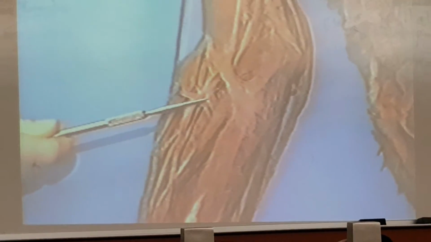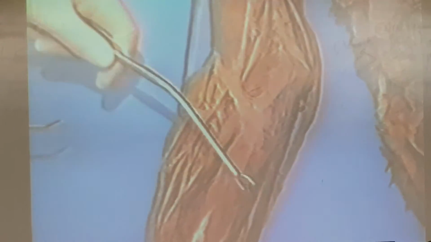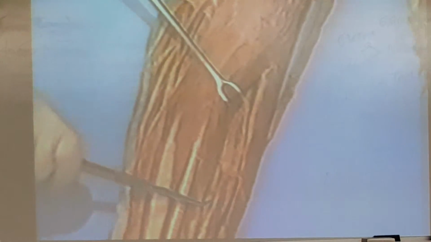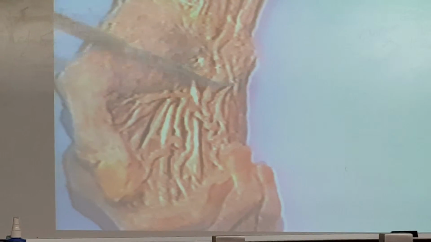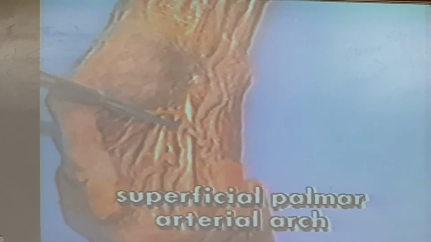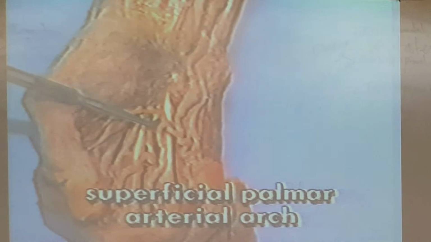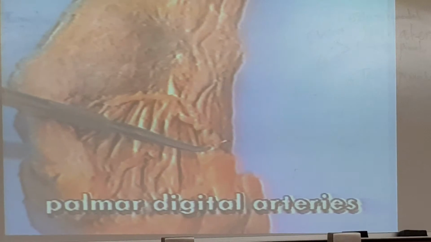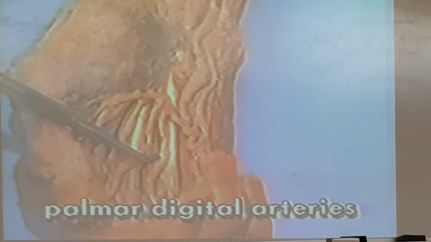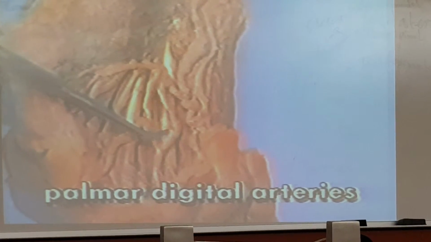The larger ulnar artery travels more medially in position as it courses through the forearm. When it crosses the wrist, the ulnar artery remains superficial in position and continues into the hand to form the superficial palmar arterial arch. The palmar digital branches from the superficial arch travel toward the digits to furnish oxygenated blood to the fingers.